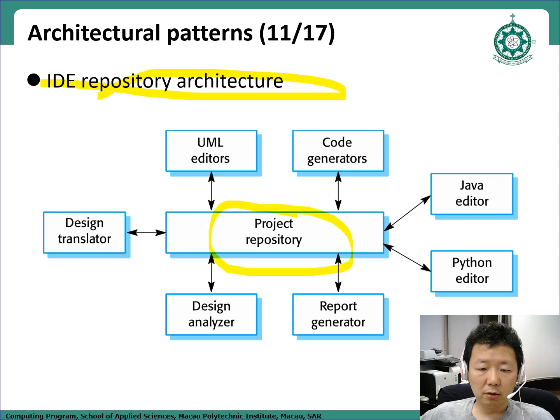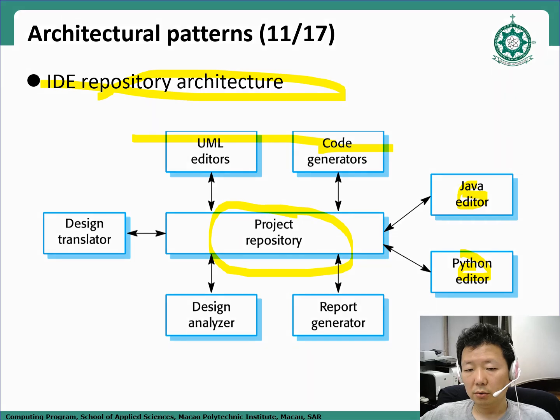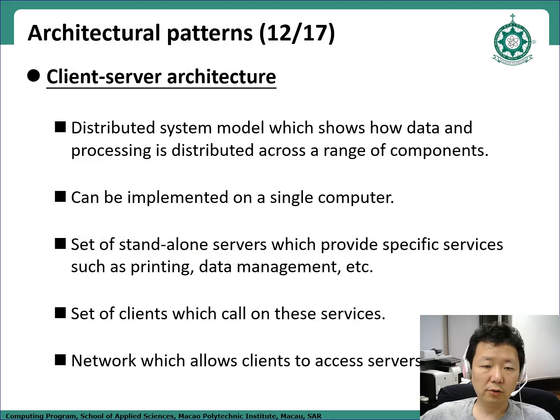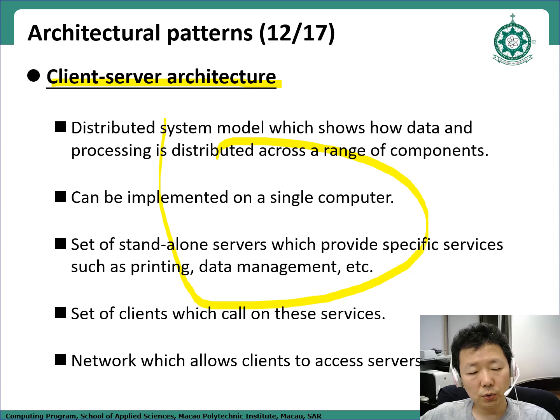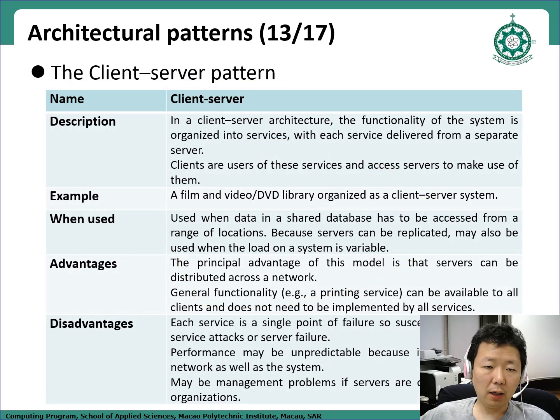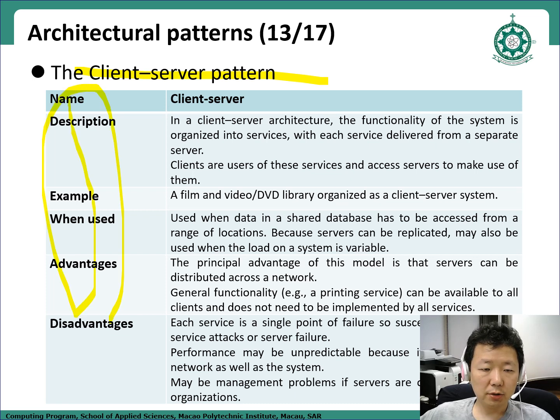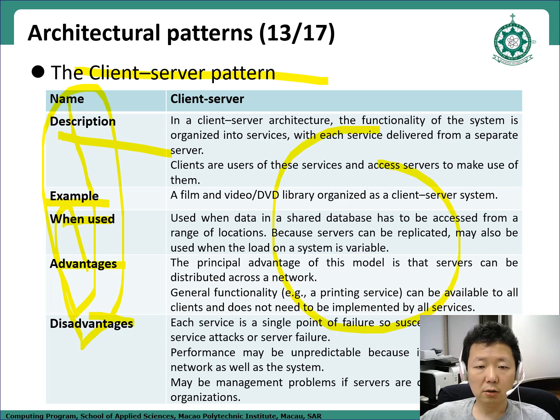So you have a project repository, and then you have editors, Java editors, Python editors. That kind of diagram is called the repository architecture. And then you have the client-server architecture. I believe you are taking a course related to computer networks, so you know what a client and server are. Again, you can describe the client-server architecture based on the patterns. You have these items: what is the description of the client-server, what is an example, when to use it, advantages, disadvantages, and then you can see the idea of how it goes.